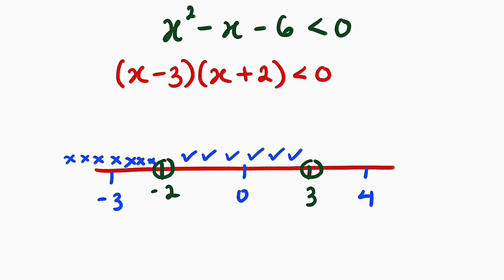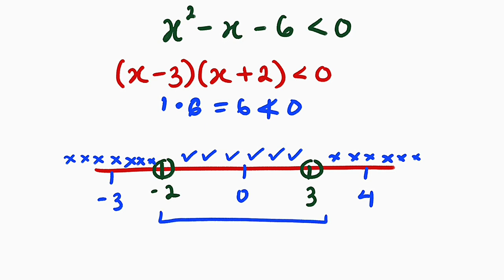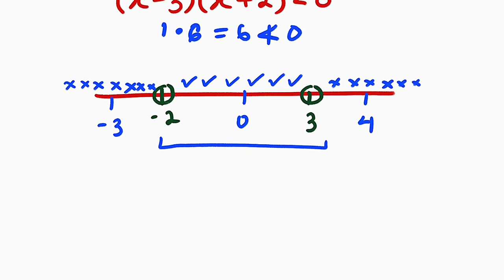And lastly, we would like to test this number 4. 4 - 3 is 1, multiplied by 4 + 2 is 6, and 1 times 6 is 6, but 6 is not less than 0. Therefore, no value here will ever satisfy this inequality from 3 down to +infinity. So our solution lies just between -2 and 3, excluding -2 and +3.